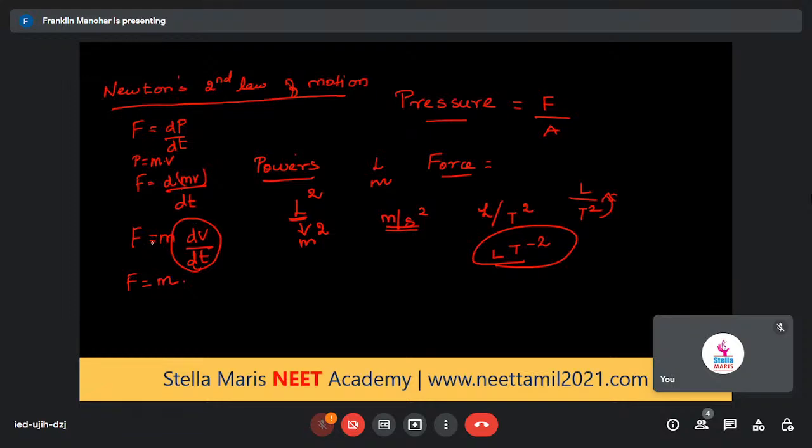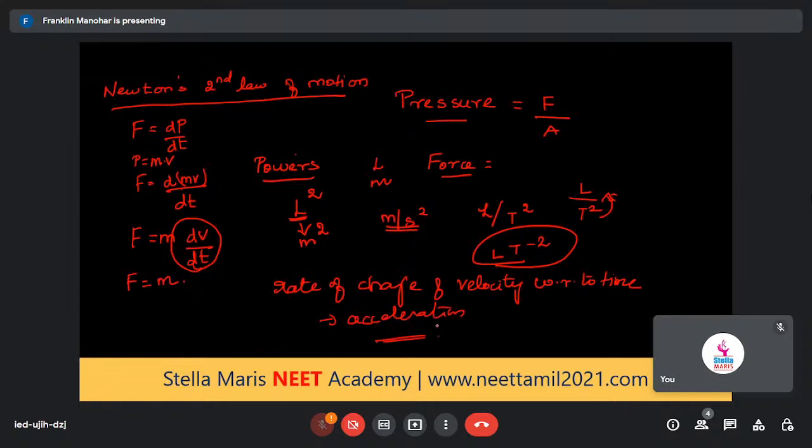Okay? So F is equal to m dv divided by dt. So what is rate of change of velocity with respect to time? Acceleration. Good, very good. Acceleration. So F is equal to m into a. F is equal to m into a.